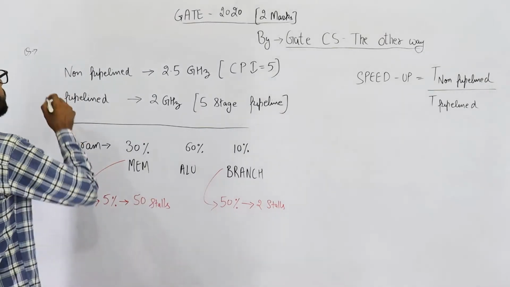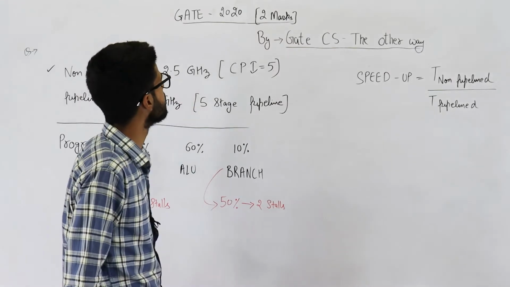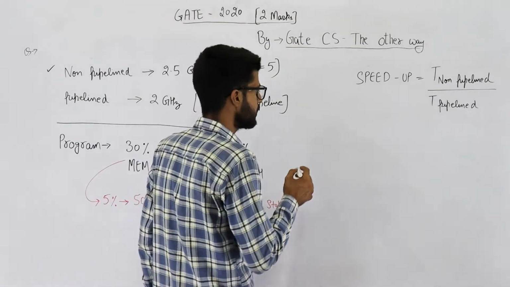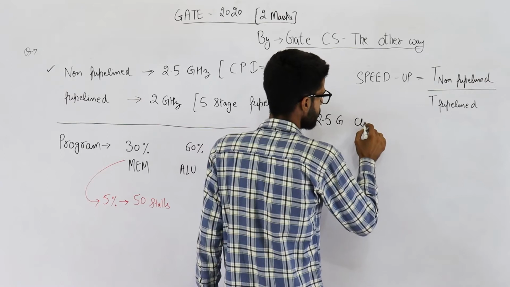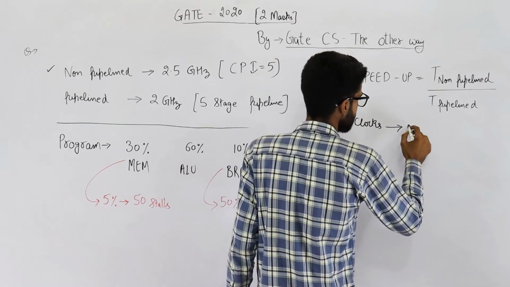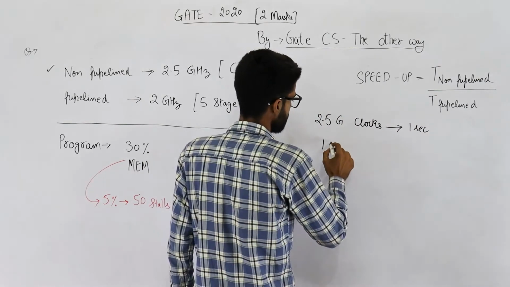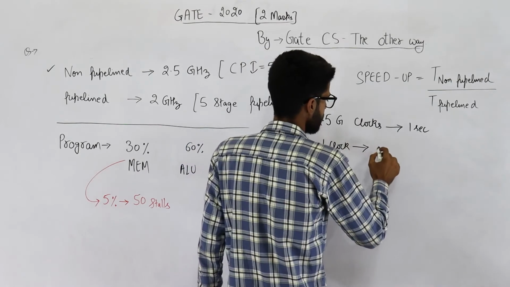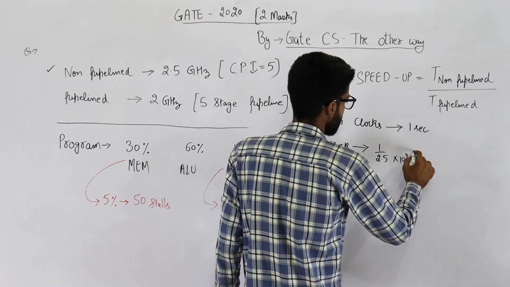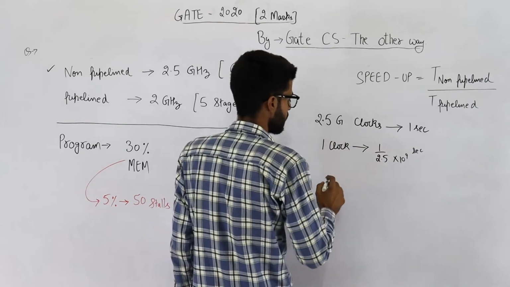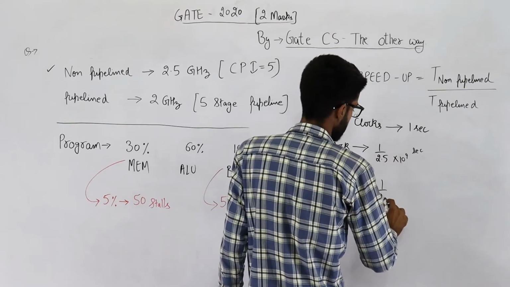First of all, let's analyze this one. They're saying it runs at 2.5 gigahertz. What does it mean? 2.5 gigahertz means 2.5 G clocks are generated in 1 second. Just take this 2.5 G to that side. This becomes 1 clock is generated after every 1 by 2.5 into 10 raised to the power 9 second. G is 10 raised to the power 9. This becomes 1 clock is generated after every 1 upon 2.5 nanoseconds.